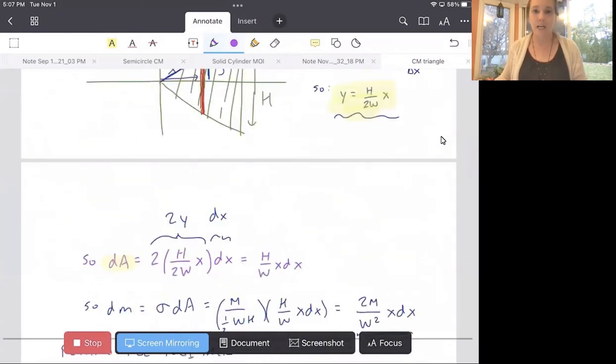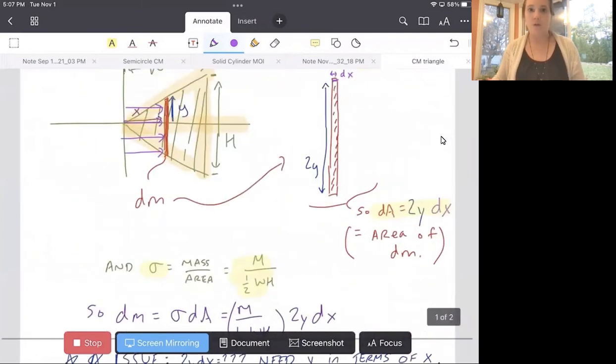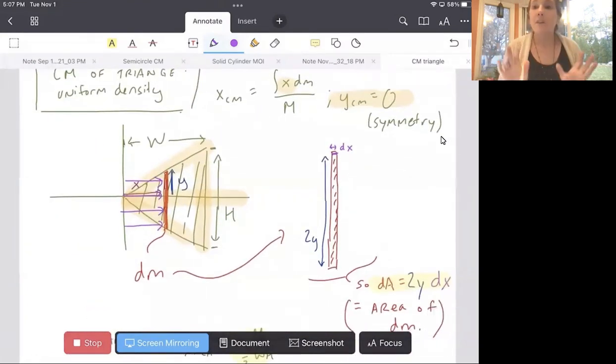And again, I think that the most confusing things often are figuring out what your dm is, and then figuring out what the area of that dm is, and then doing any little math trick you need to do in order to actually solve that integral you come up with.